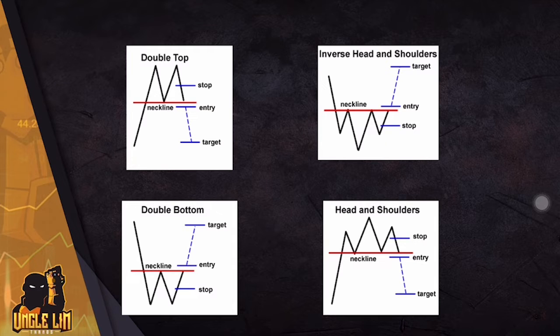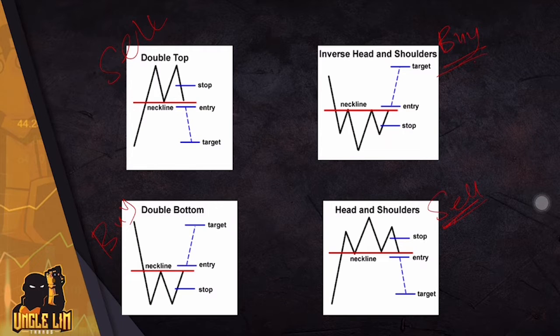Double top is to sell, double bottom is to buy, inverse head and shoulders is to buy, head and shoulders is to sell. Remember this: when you find a double top, you sell. When you find a double bottom, you buy. When you find head and shoulders, you sell. When you find inverse head and shoulders, you buy.